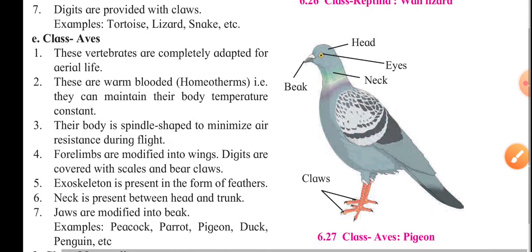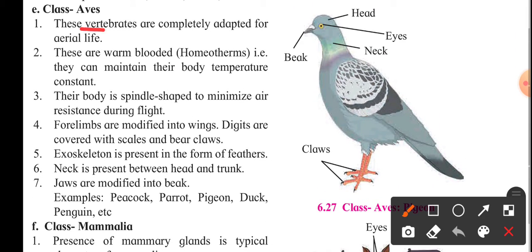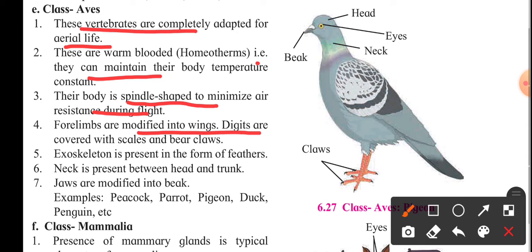The next class we have to discuss is Aves. These vertebrates are completely adapted for aerial life. These are warm-blooded, that is, they maintain their body temperature constant. Their body is spindle-shaped to minimize air resistance during flight. Forelimbs are modified into wings. Digits are covered with scales and bear claws. The exoskeleton is present in the form of feathers. The neck is present between head and trunk. Jaws are modified into a beak. Examples are peacock, parrot, pigeon, duck, penguin, etc.